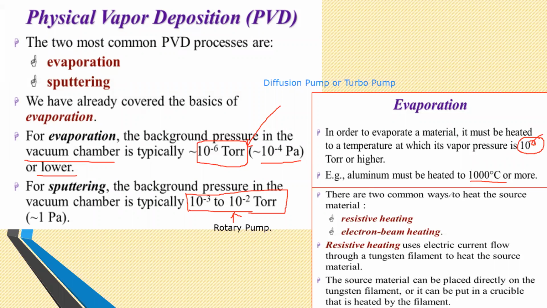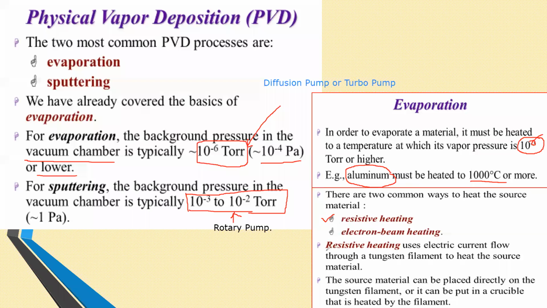Okay, so there are two common ways to heat the source material. Which source material? Now we are taking the example of aluminum. If we want to heat that particular source, aluminum, there are two basic categories, or common ways: resistive heating or electron beam heating. One is resistive heating and the other one is electron beam heating.